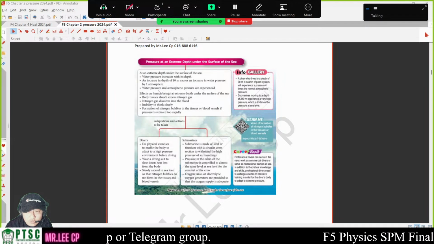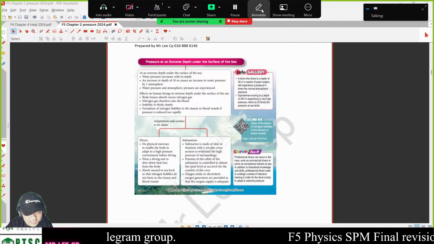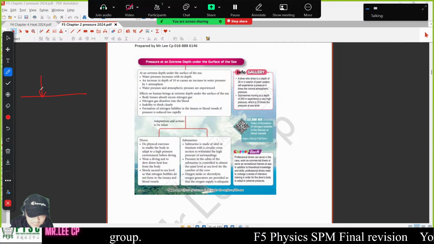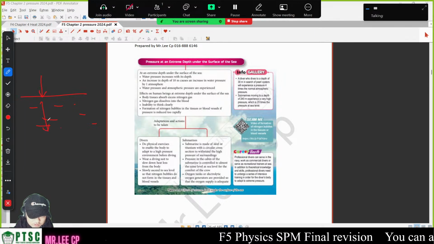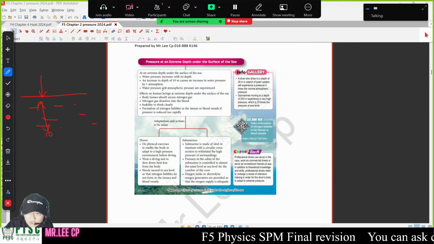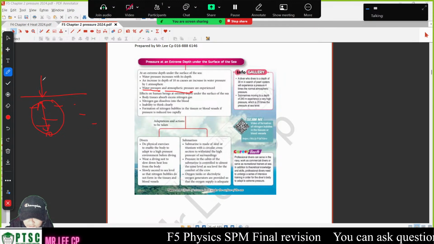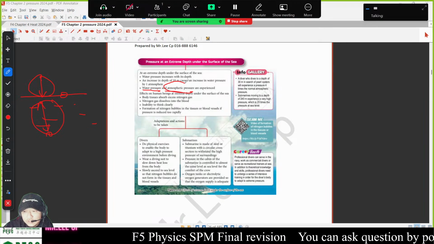So water pressure and atmospheric pressure are both experienced. What does that mean? You are going to experience the atmospheric pressure, and this is water. If you go deeper, this is water, so you are going to experience both water pressure and atmospheric pressure. If you are at the surface of water, you only experience atmospheric pressure.